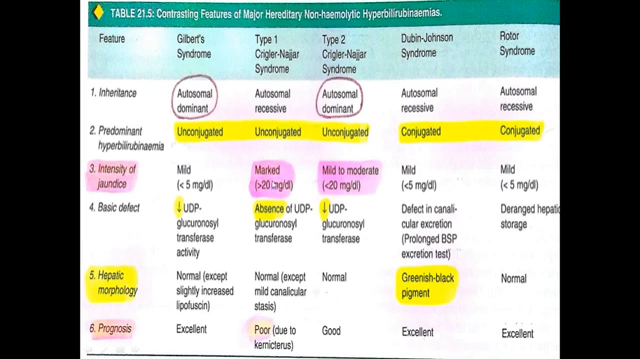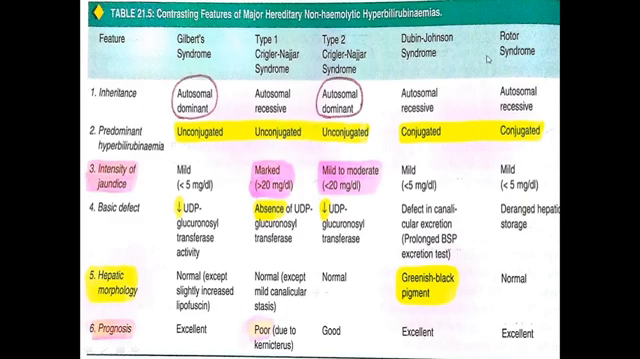So, it will lead to unconjugated hyperbilirubinemia, with bilirubin concentration more than 20 milligram per deciliter. So, the chance of kernicterus is there and there is poor prognosis. And the rest have excellent prognosis, and Crigler-Najjar type 2 has good prognosis.